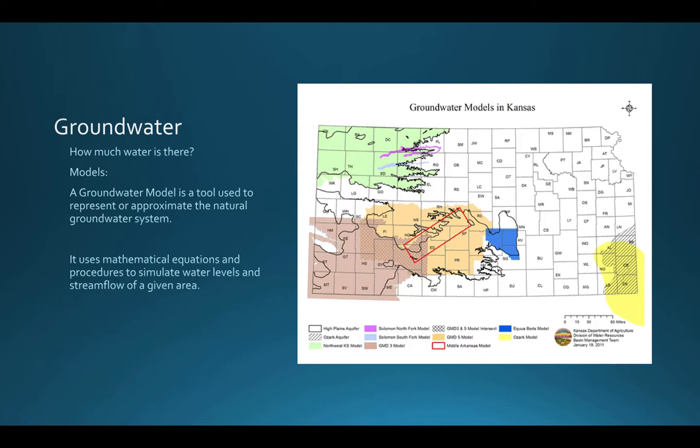So we have the Ozark, we have the Northeast Aquifer, the Northwest Aquifer, we have the Solomon North Fork Aquifer, we have the Solomon South Fork, we have the Groundwater Management District 3 model, and the 3 and 5, and then the 5 model. So some of them interchange each other down in there. The Equus Beds model and the Ozark model. So a lot of these have provided us with a lot of different information in these models.